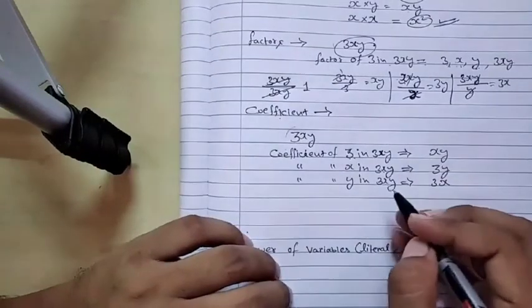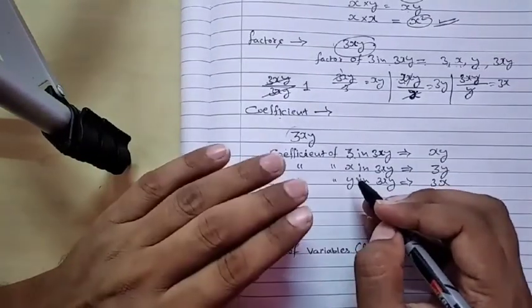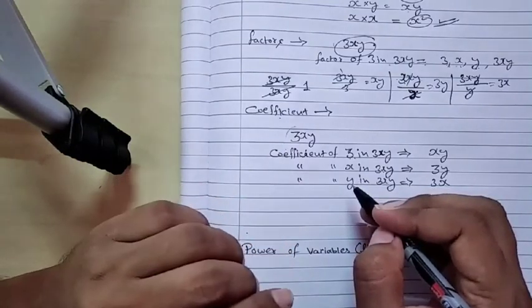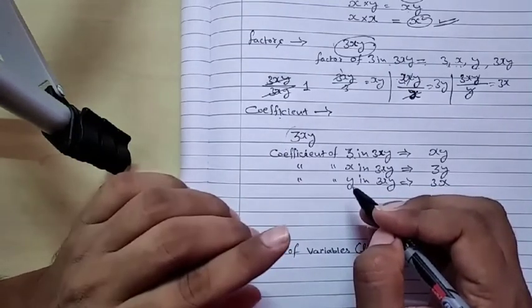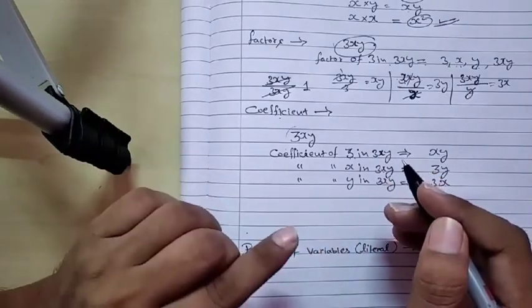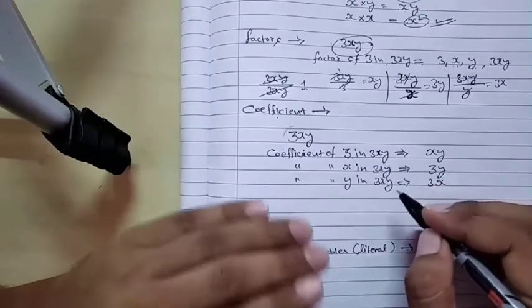In short, whenever you have to find the coefficient of any constant and variable, except that constant and variable, whatever is left in that term will be the coefficient of that constant and variable.